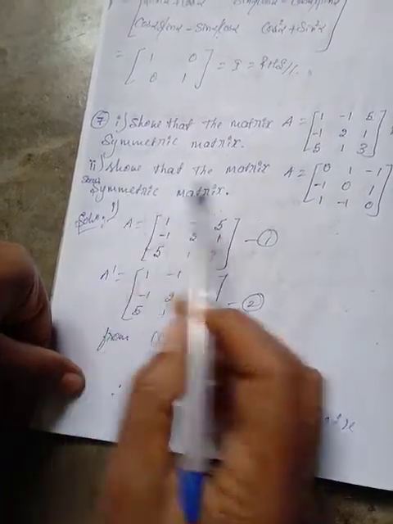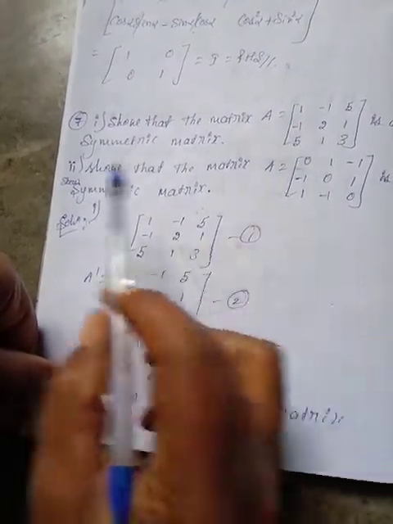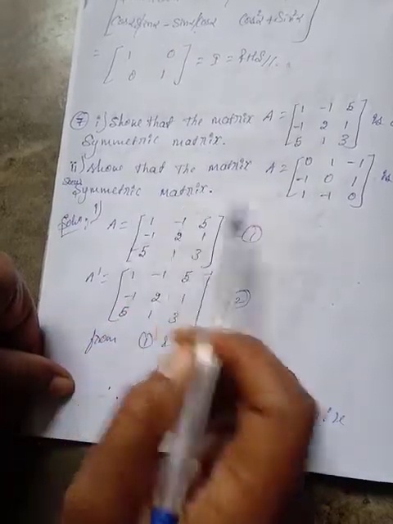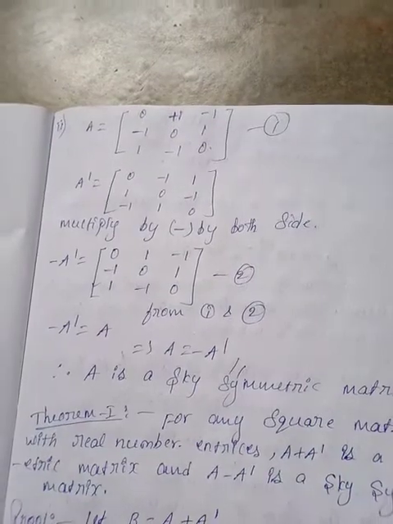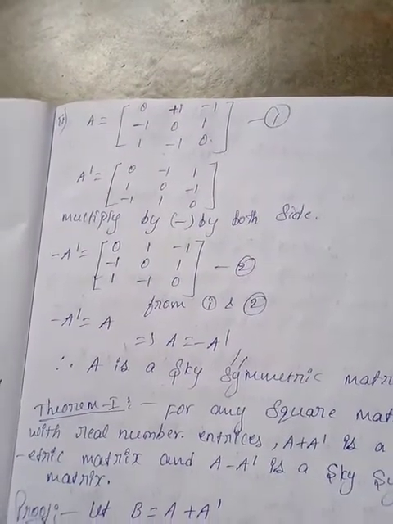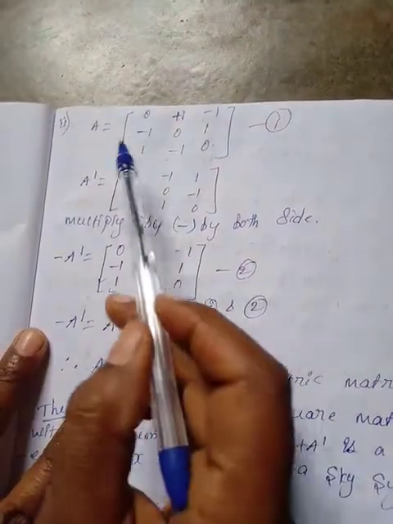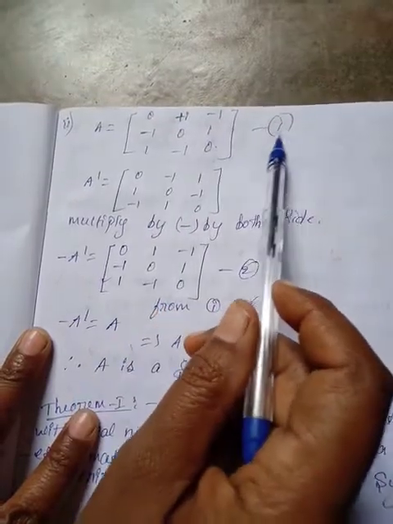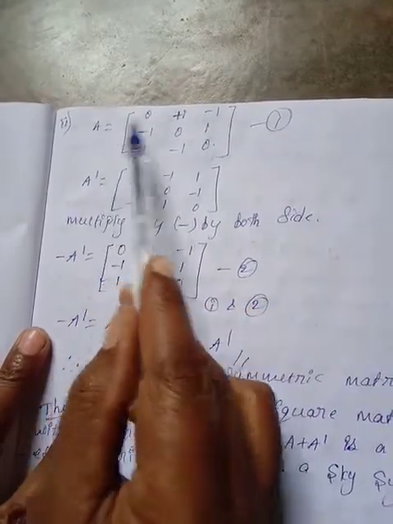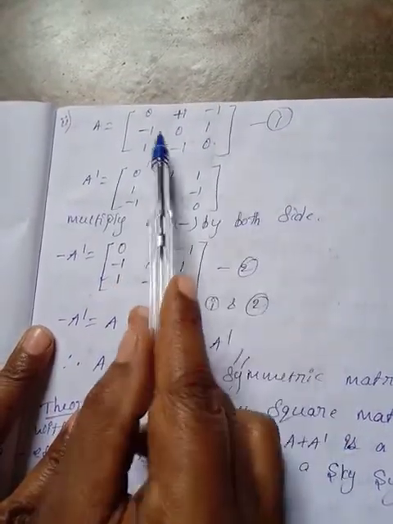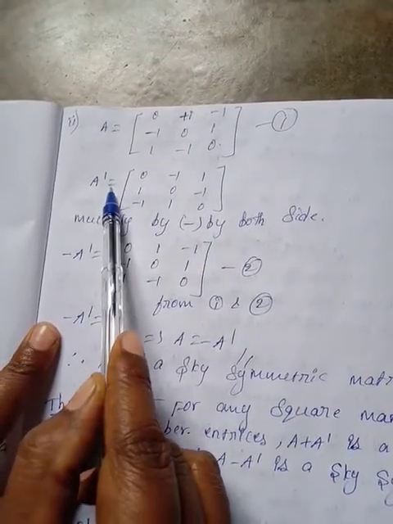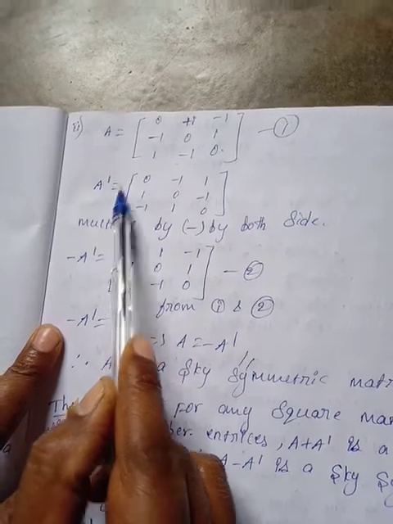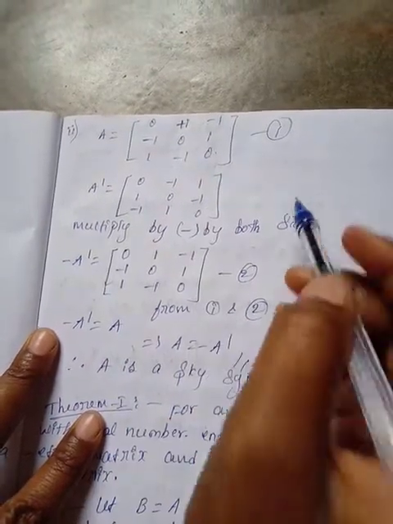Next, second question. We prove here that the given A matrix is a skew symmetric matrix. Here we need to show A is equal to minus A transpose. This is your A matrix, equation 1. Then take the transpose of this matrix. That is, A transpose is equal to, after changing rows and columns, we get like this.